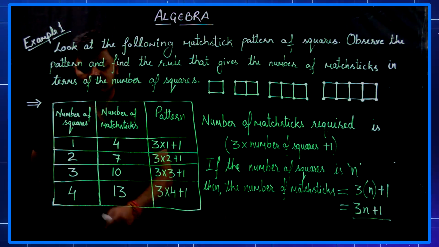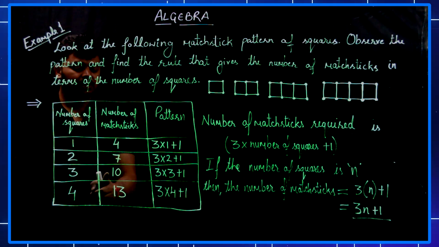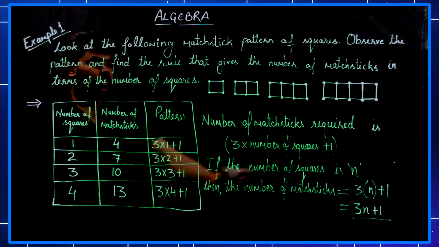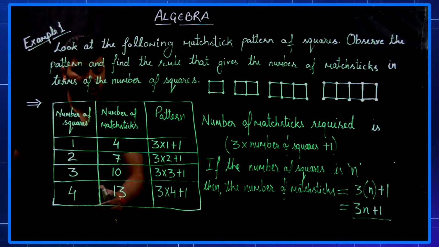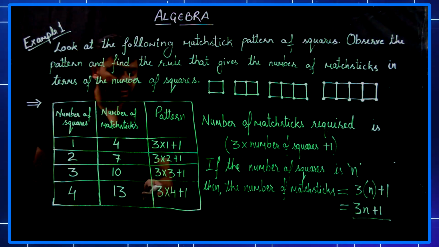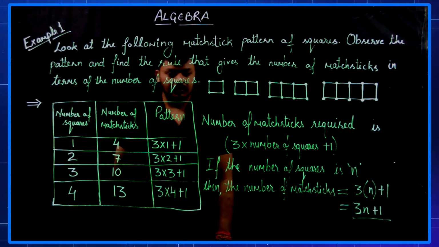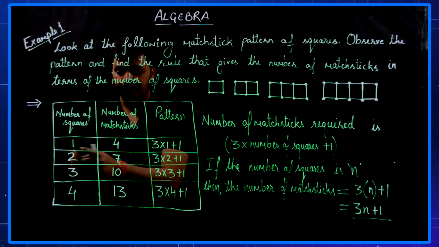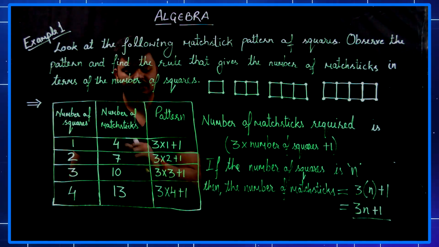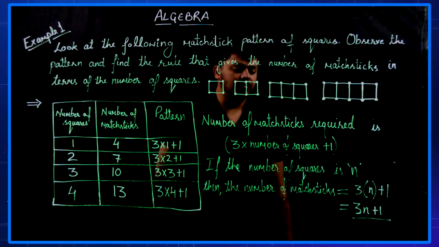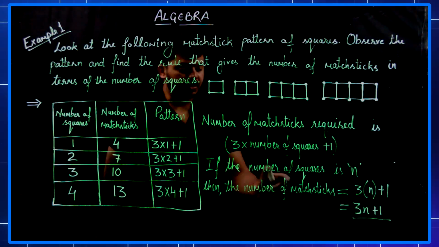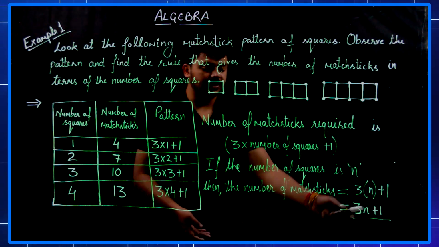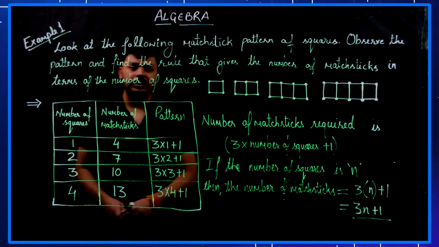Now in the third figure there are 3 squares and the number of matchsticks is 10, so the pattern is 3 multiplied by 3 plus 1. In the next figure we have 4 squares, so the number of matchsticks is 13, so the pattern is 3 multiplied by 4 plus 1. So the number of matchsticks required is 3 multiplied by the number of squares plus 1. If the number of squares is n, then the number of matchsticks is 3n plus 1. So this is the general formula to calculate the number of matchsticks when there are n squares.